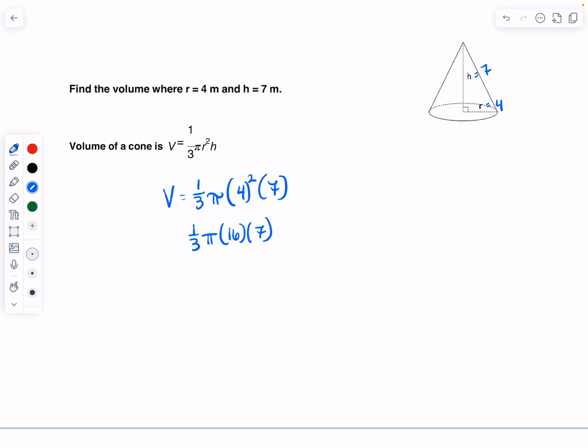Okay, if you take 16 times 7, you're going to get 112. And you can do this. So I did the 1/3. I did pi times 112 and divide it by 3. And when you do that, you get 117.29 meters, because we're in meters cubed.